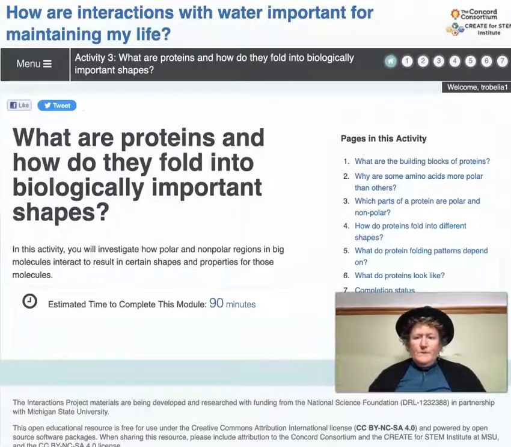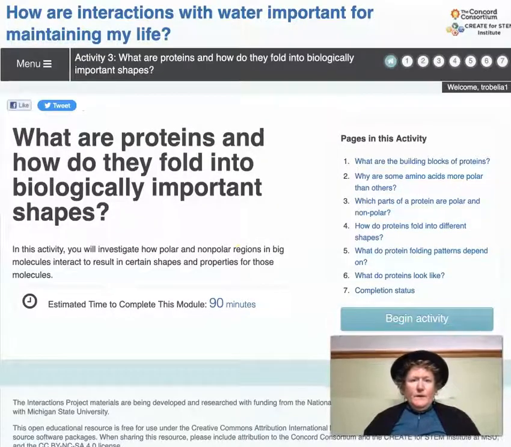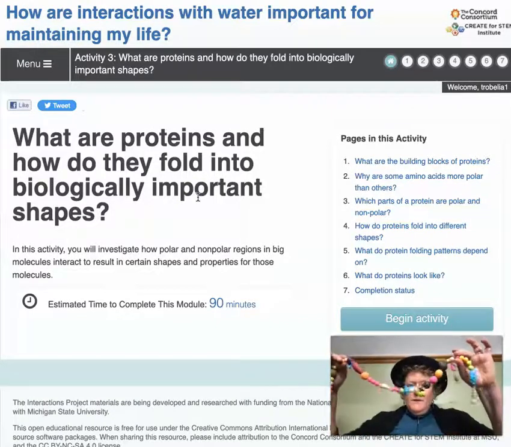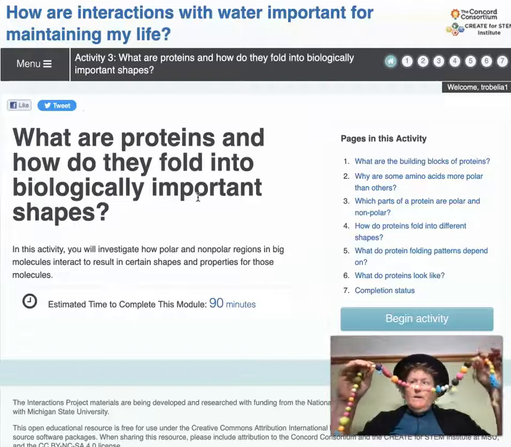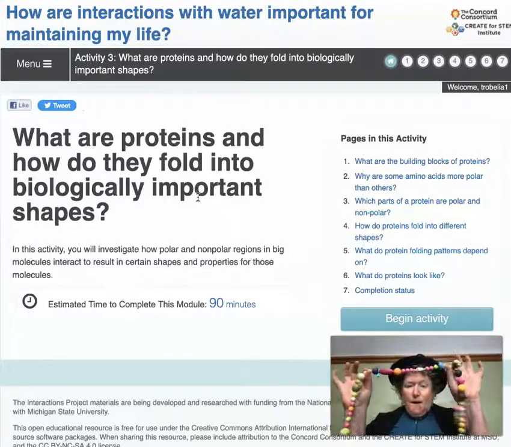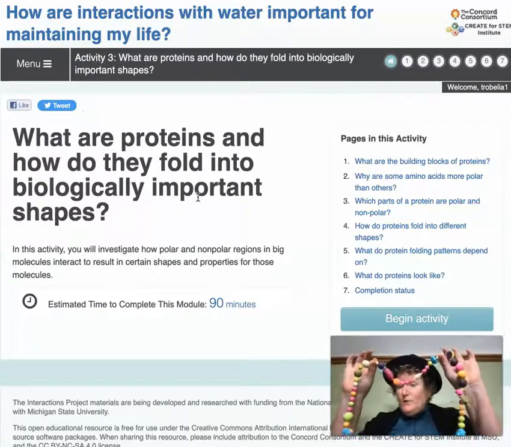Hello, biology students. We are going to do a lab today called What are Proteins and How Do They Fold into Biologically Important Shapes? Remember, we looked at proteins earlier, and we know that proteins are a series of amino acids, kind of like beads on a chain. Every model has its weaknesses.